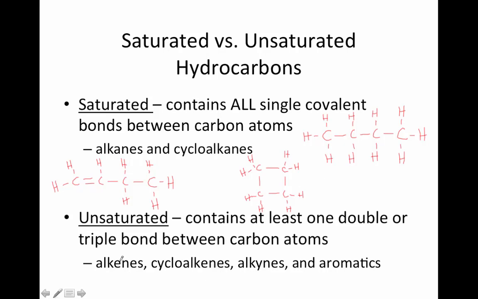So alkenes, which contain one or more double bonds, cycloalkenes, which contain one or more double bonds, alkynes, which are chains of carbon containing a triple bond, and our aromatics, which contain at least one benzene ring, are considered unsaturated hydrocarbons.